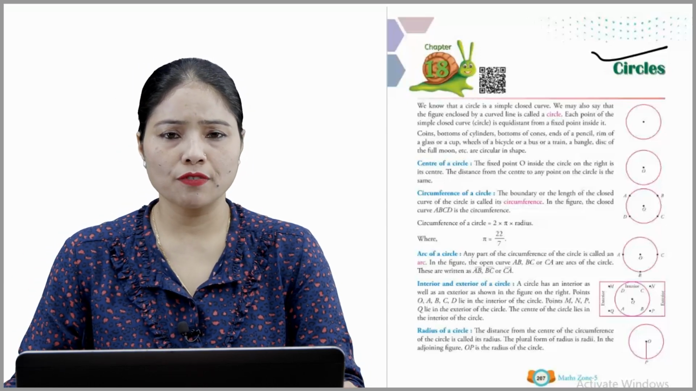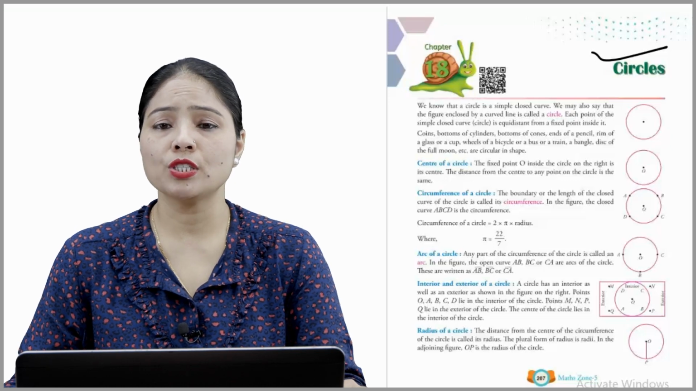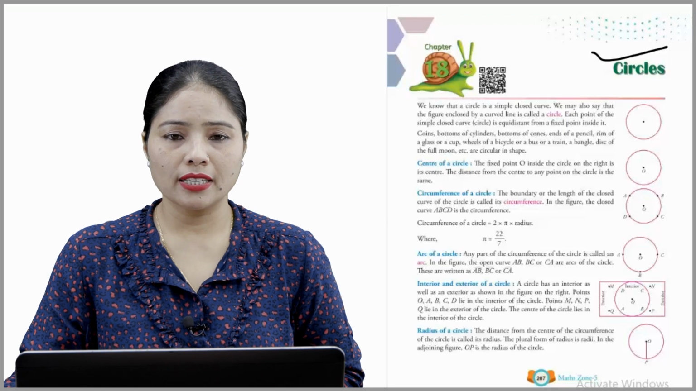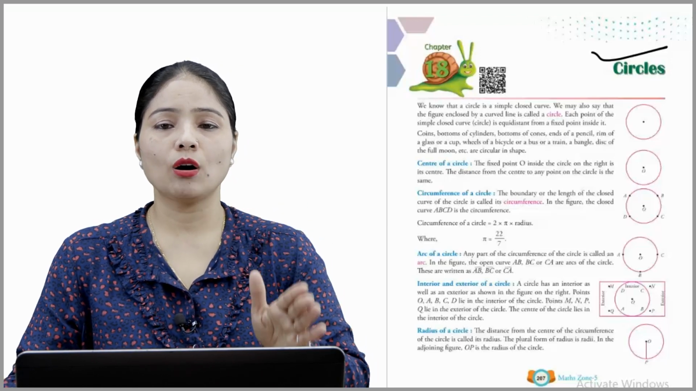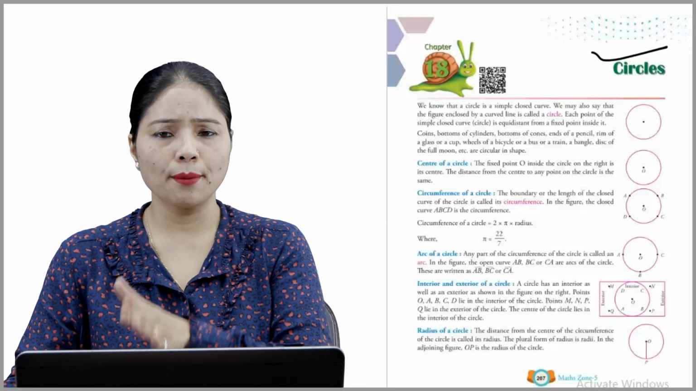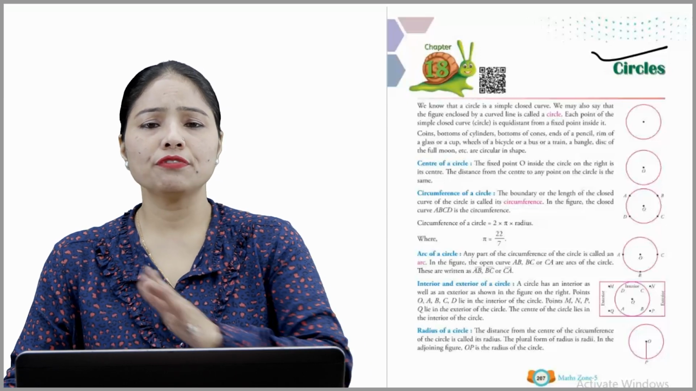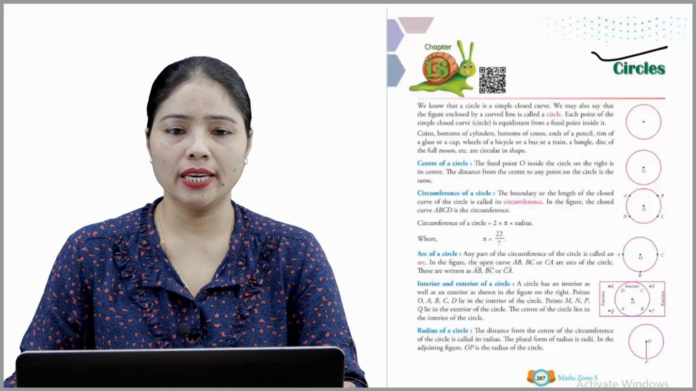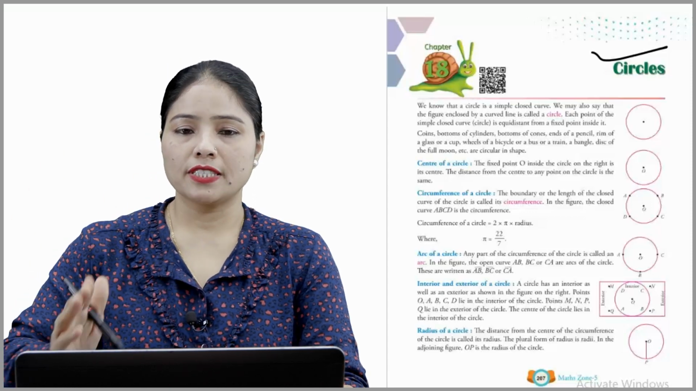Coins, bottoms of cylinders, bottoms of cones, ends of a pencil, the rim of a glass or a cup, wheels of a bicycle or a bus or a train, a bangle, the disc of the full moon, etc. are circular in shape. Okay, center of a circle.